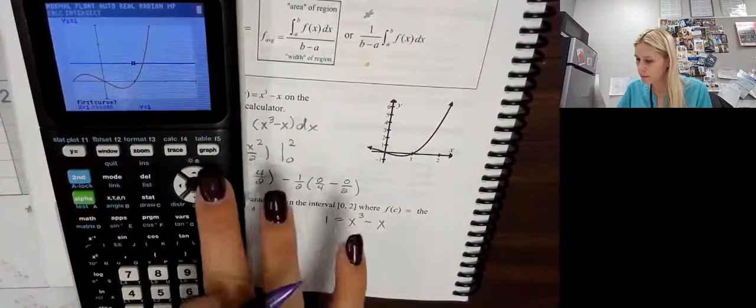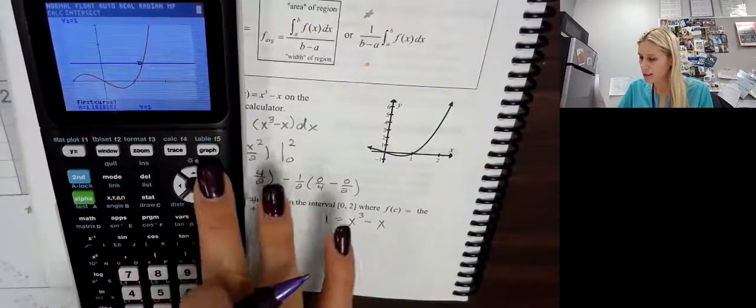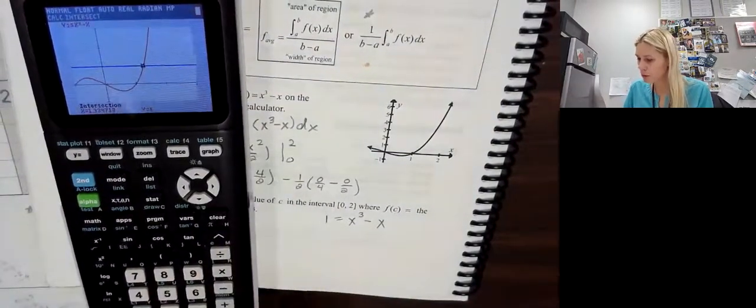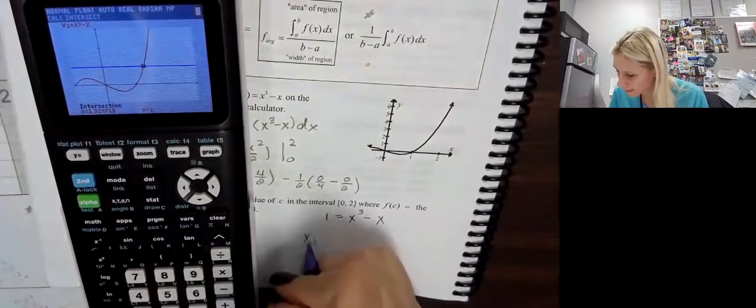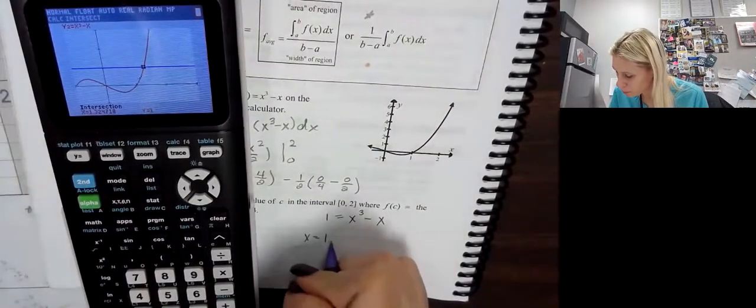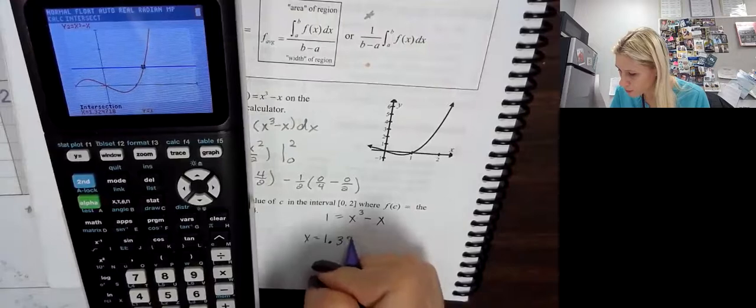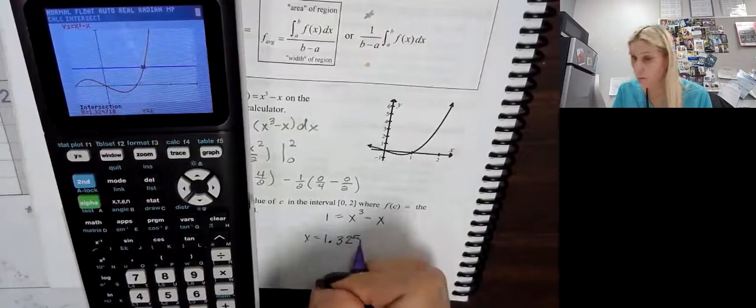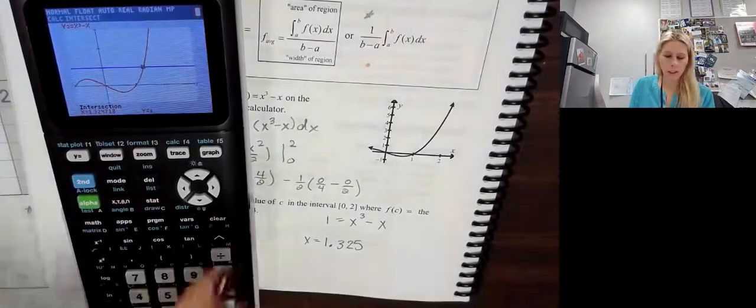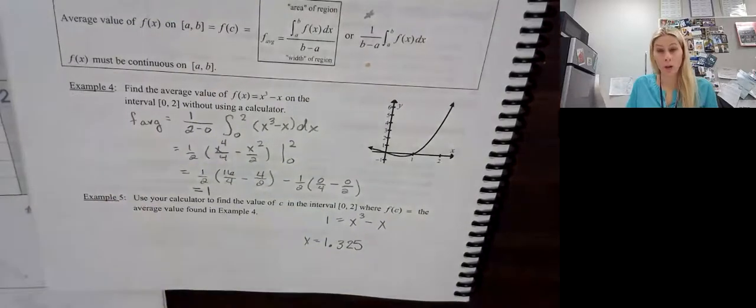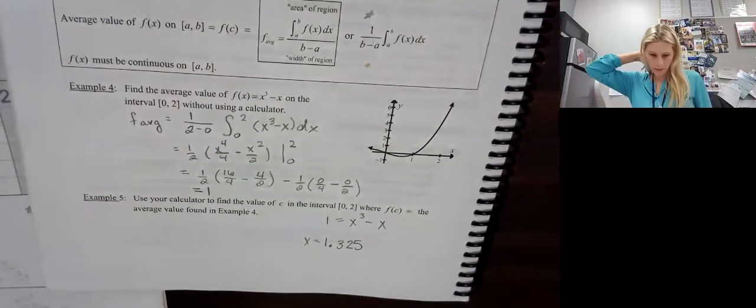intersect. Let's get close to that intersection. 1, 2, 3. So that means x equals 1.325 because we're rounding to the third decimal place. And that's what the value of C or x would give us this average value.